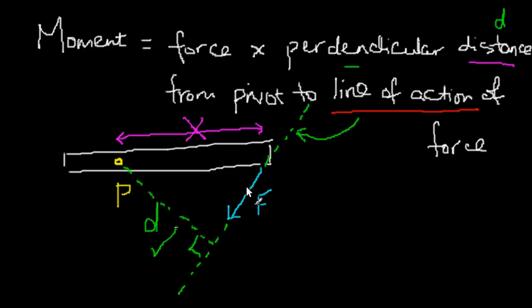In the special case where this angle is 90 degrees, that means if the force is just pulling, say in this example, directly downwards, then the distance D would happen to be the same as this distance. But not as I draw it, when the force is acting at an angle.